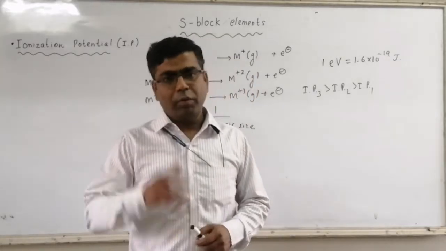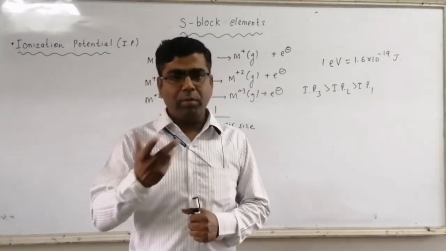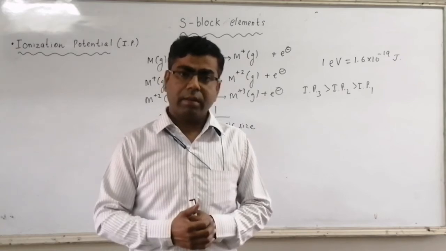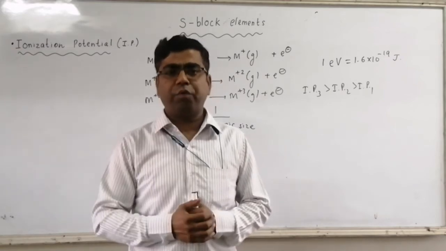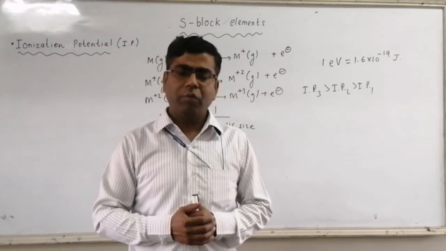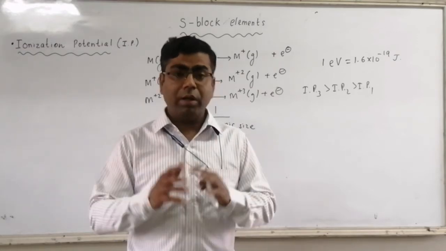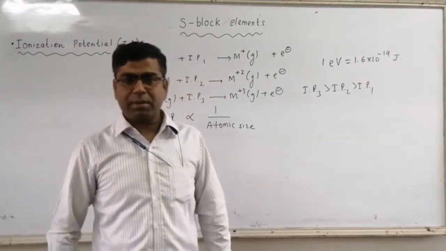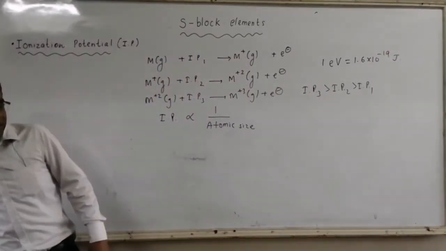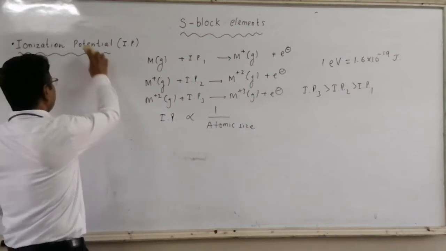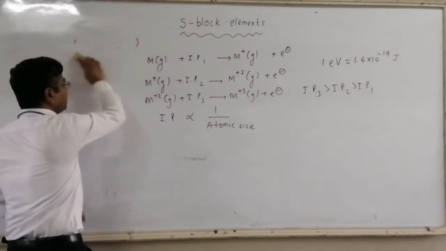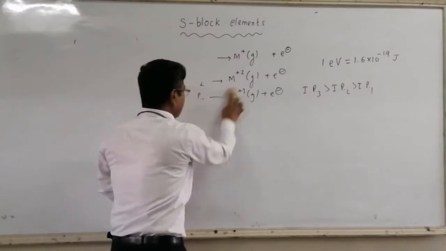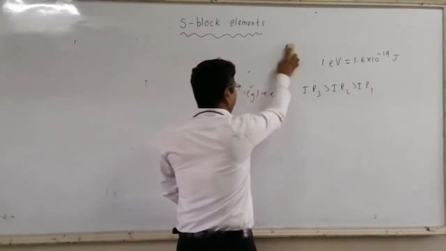Elements with the low value of IP will be metals, electropositive elements. Elements with high value of IP will be non-metallic or will be electronegative in nature. Then comes definition number second is electron gain enthalpy, which is also called electron affinity.